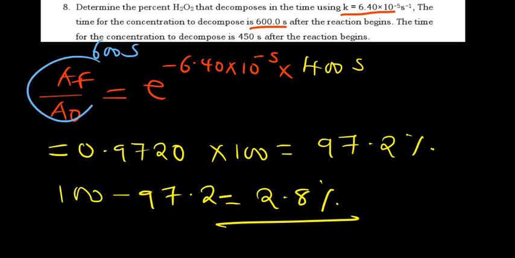You are easily able to come up with the ratio of the final to the initial by expressing the equation in the form of an exponential using the natural log equation. That is for the first order integrated equation for the first order reaction.